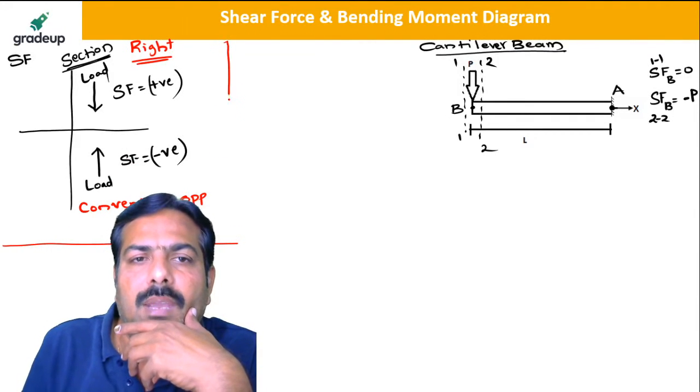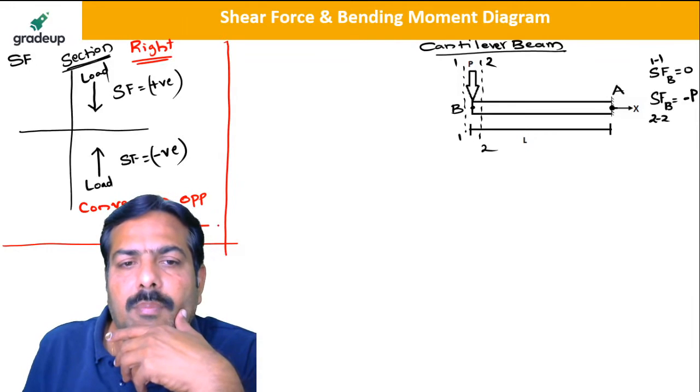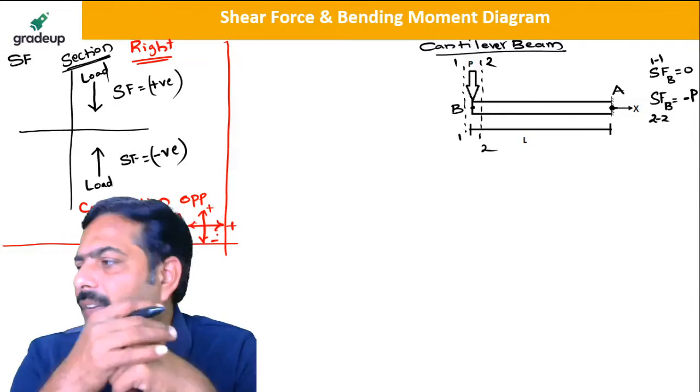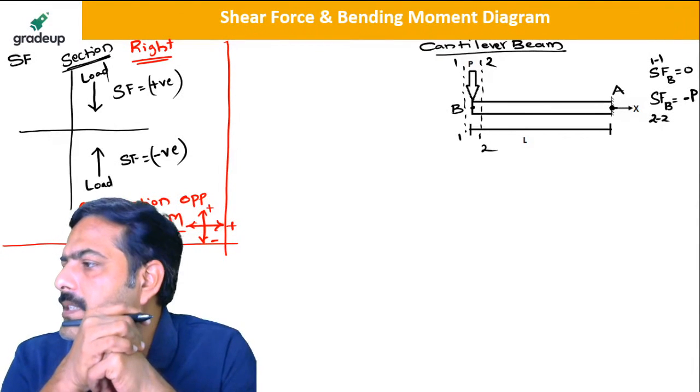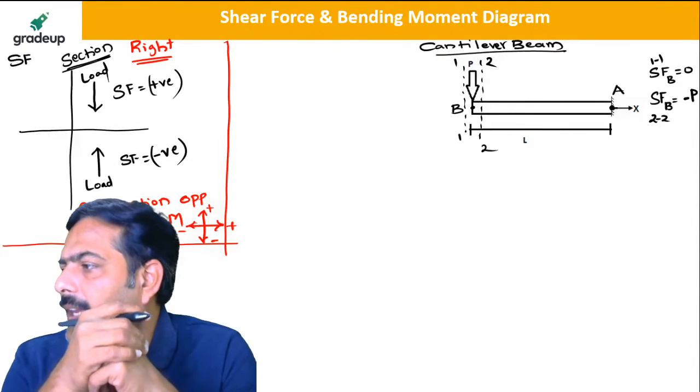What are engineering mechanics conventions? Engineering mechanics conventions are: upward is positive, right side is positive, left side is negative, downward is negative, my dear friend. This is our engineering mechanics. Is it clear now?